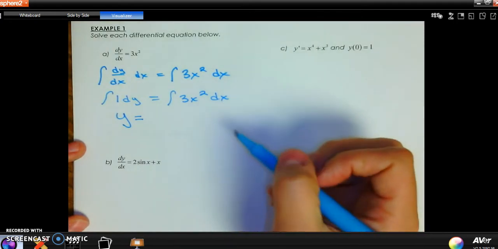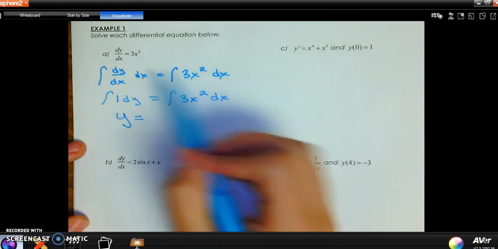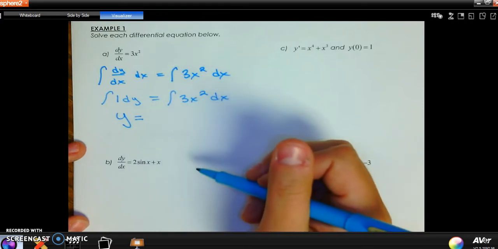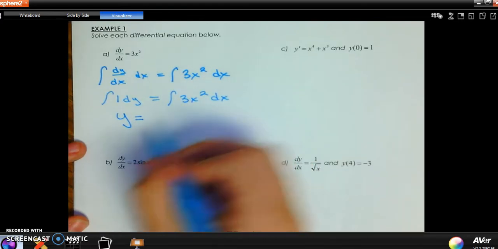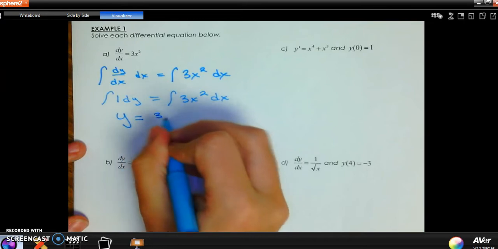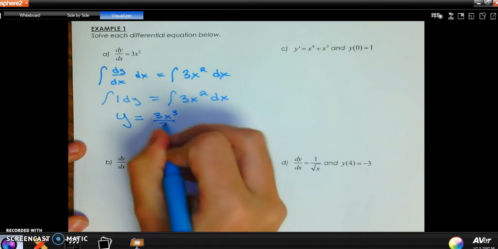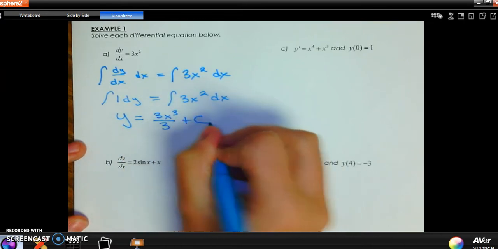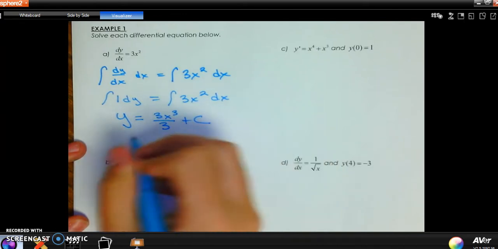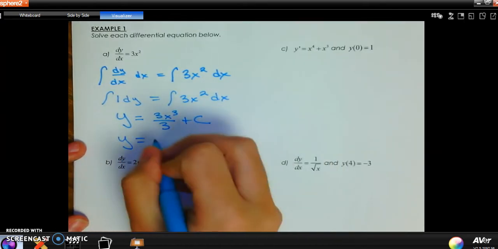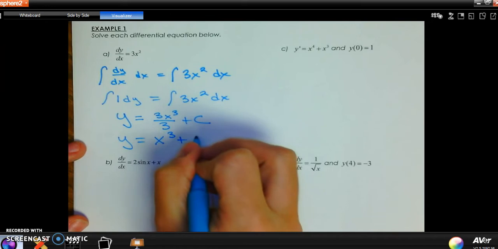If it's a general solution like this one, meaning I don't have an initial condition, then I'm going to have a plus c in my answer. When I go to integrate this side, you add 1 to the exponent, divide by that number, plus c. Those 3's are going to cancel, so my final answer is y equals x cubed plus c.